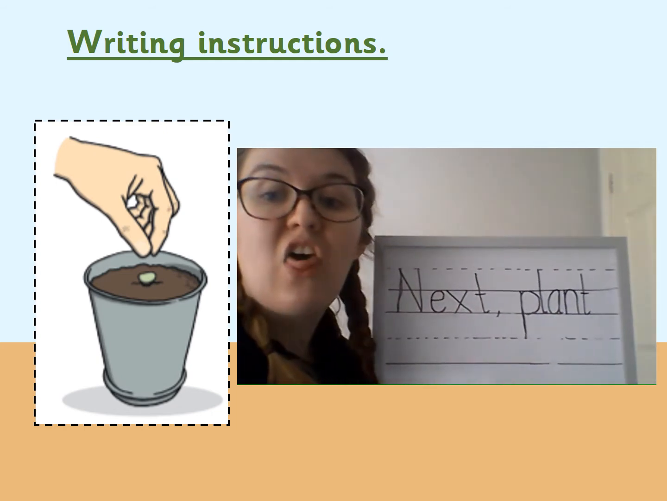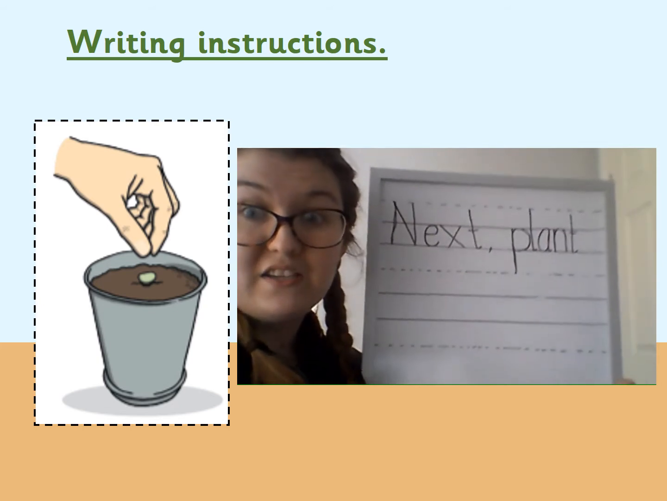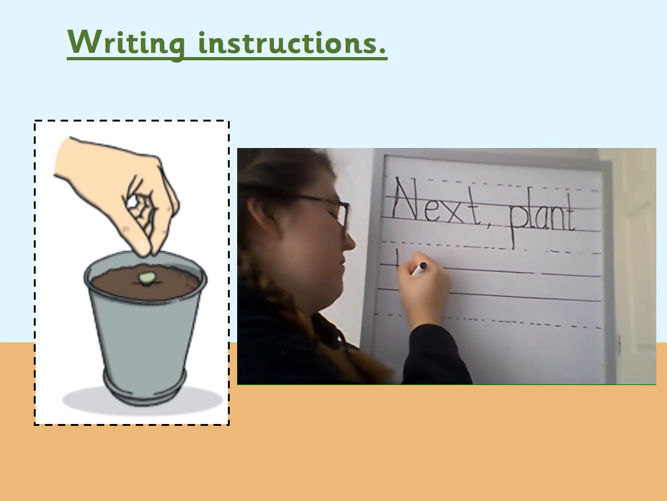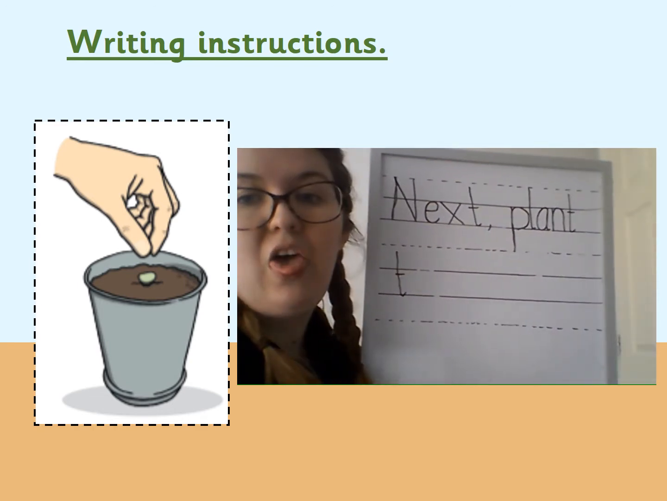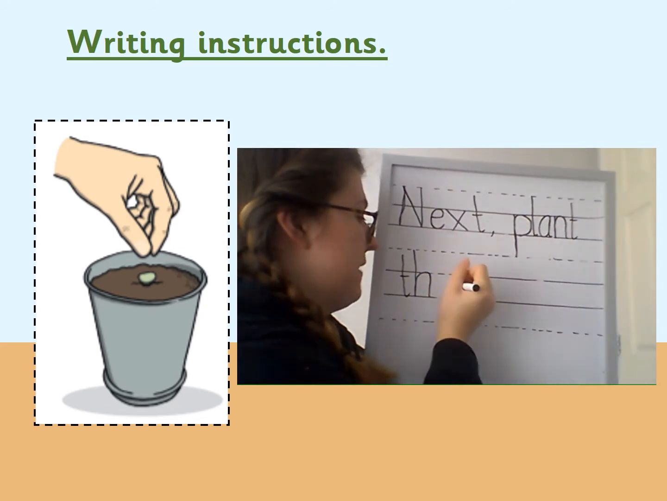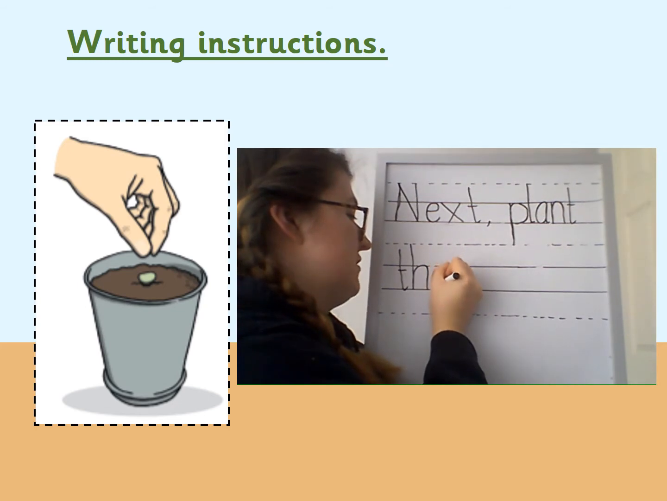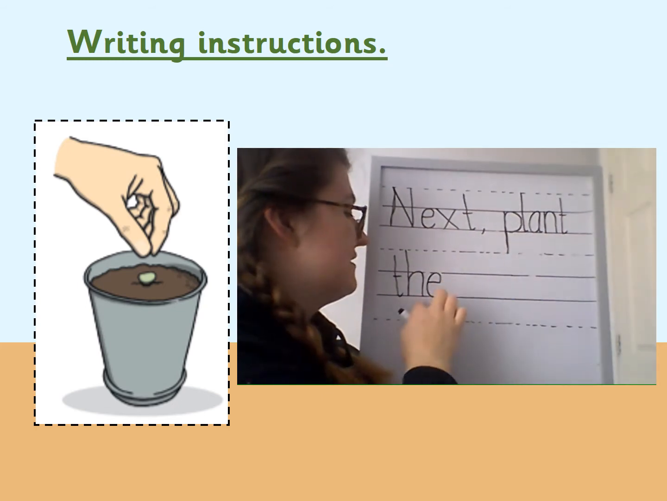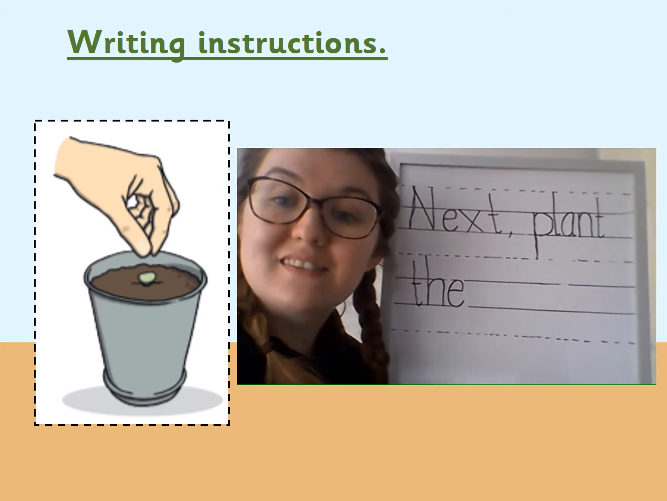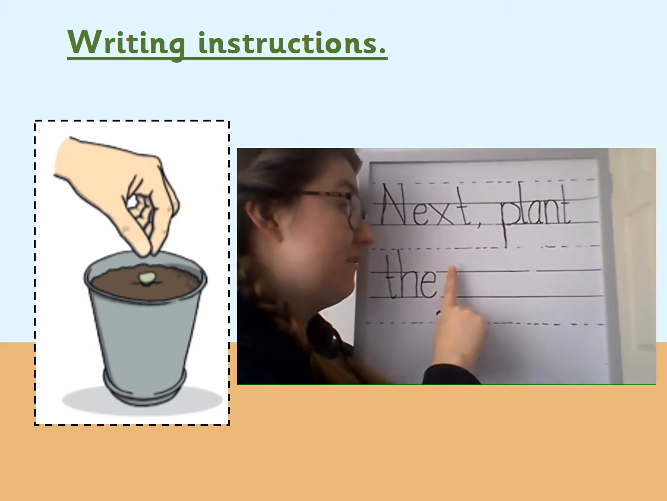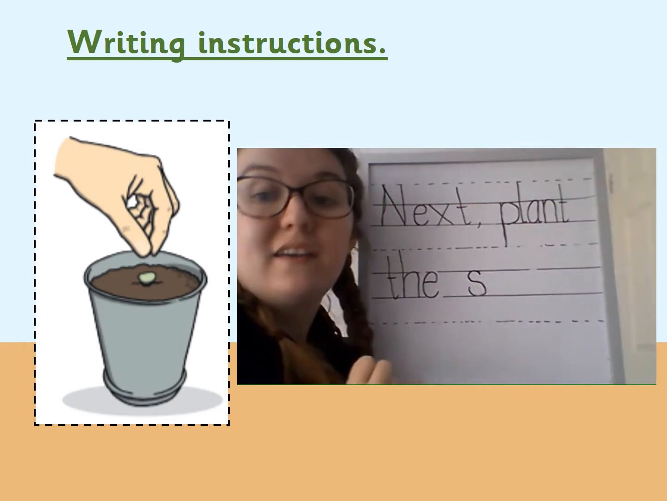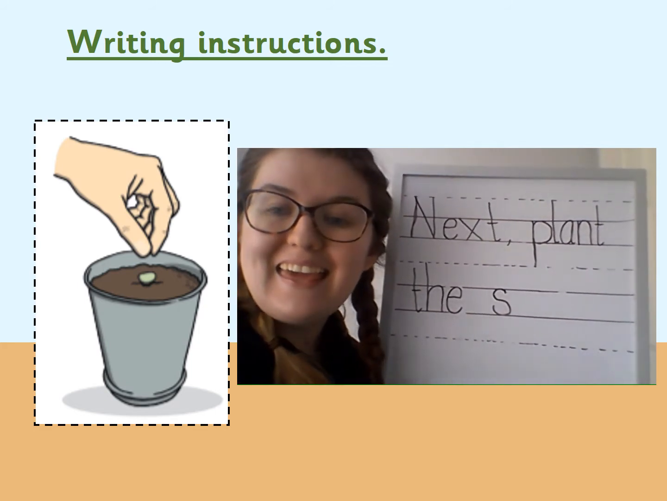Next, plant the. Tricky word, the. Starts with a T. We go down the tower, across the tower. The. Down the horse's neck and over his back. Then cut off the top and scoop out the egg. Next, plant the seed. Seed. Start at the top solid line, finger space. Slither down the snake.